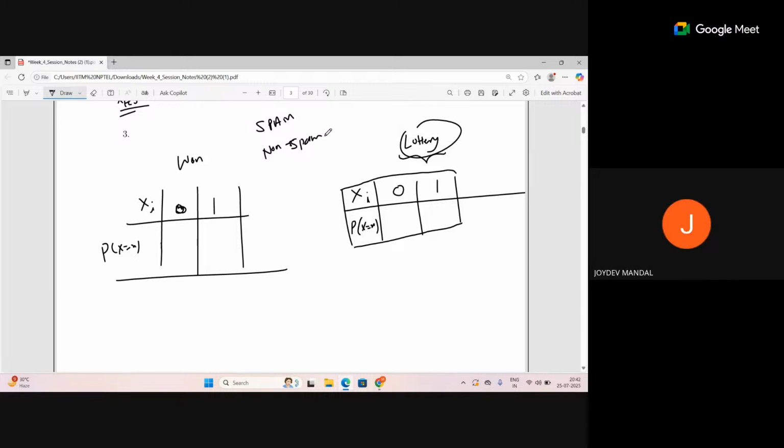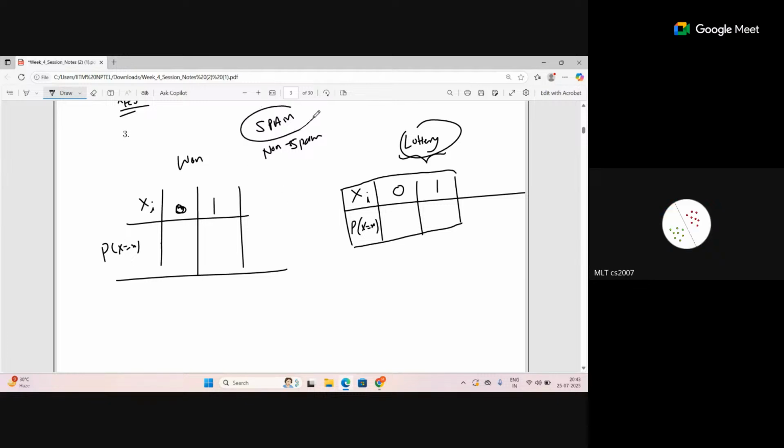No issues with that part, right? So if the word lottery comes into spam email and also non-spam email, will the probability of that word lottery appearing in spam email be higher, or the probability of it appearing in non-spam email be higher? Spam will be higher, right?